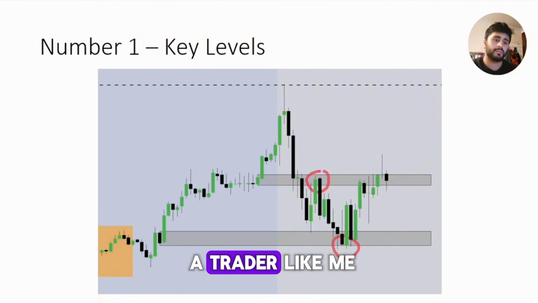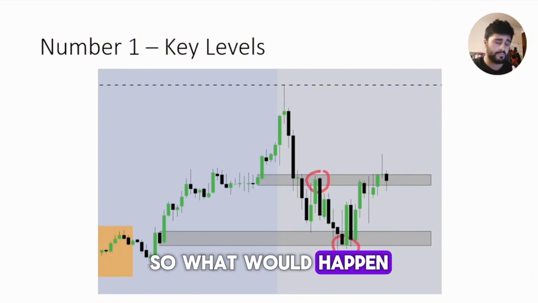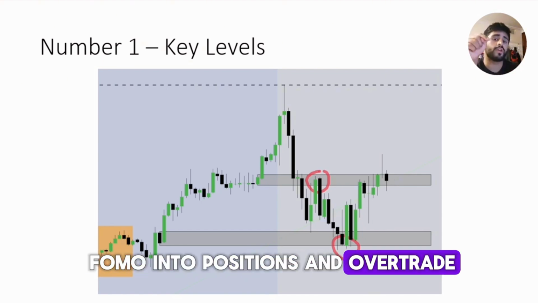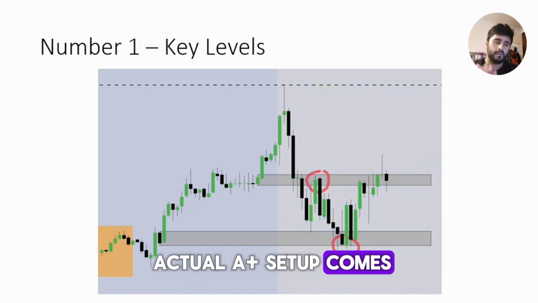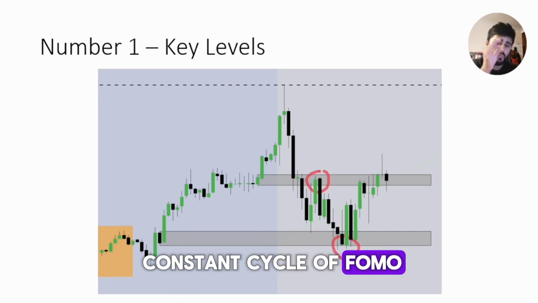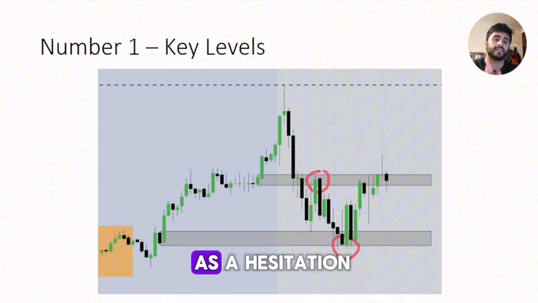So if you were a trader like me many years ago, I used to suffer from hesitation and overtrading. So what would happen to me is I would FOMO into positions and overtrade, and then when the actual A plus setup comes, I would miss it due to hesitation. So it was a constant cycle of FOMO and then hesitation, overtrading and then hesitation.